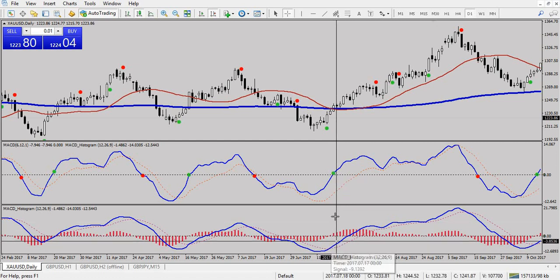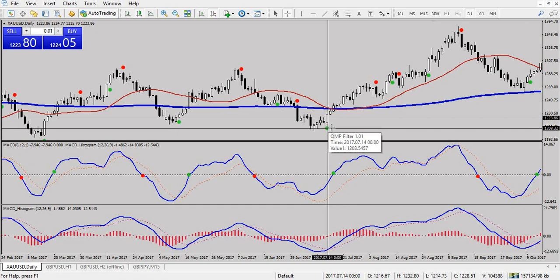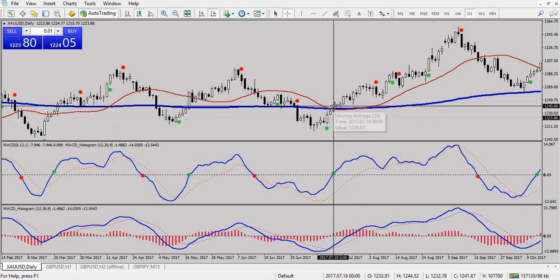Look at the standard MACD, it's already in buy mode. There's a green QMP dot already, and when we get the signal, we've closed above the 25 SMA. So all criteria met. Take the buy.